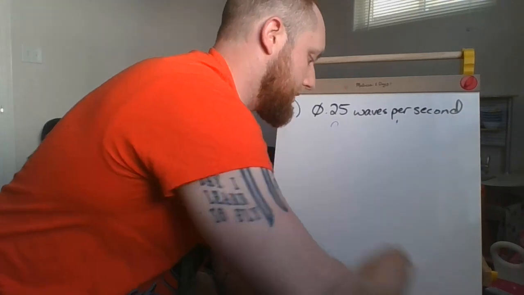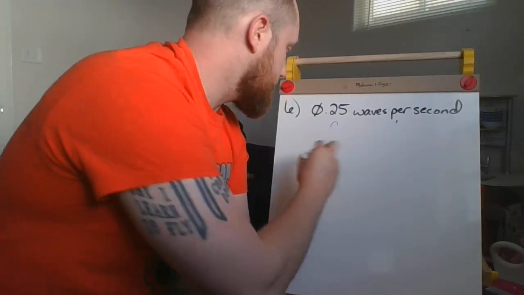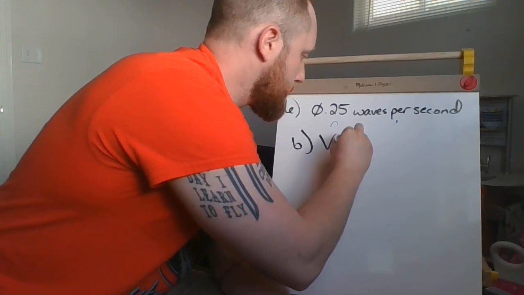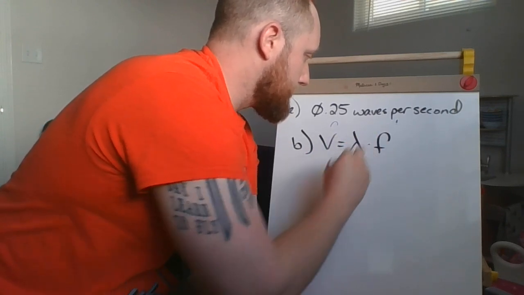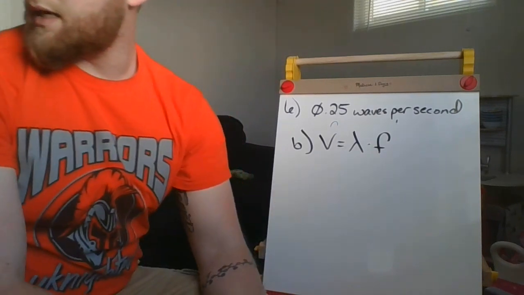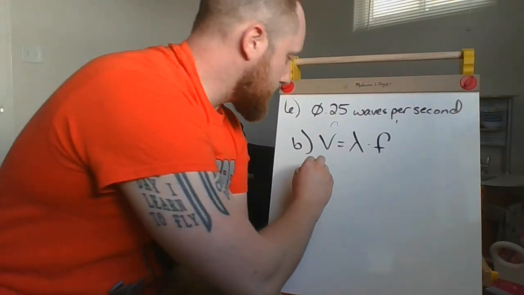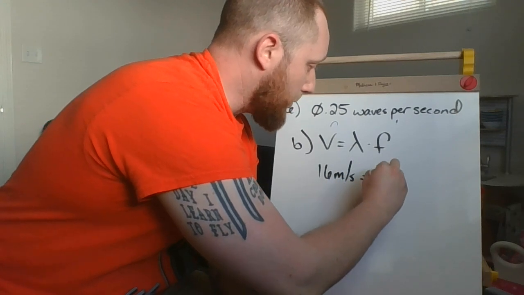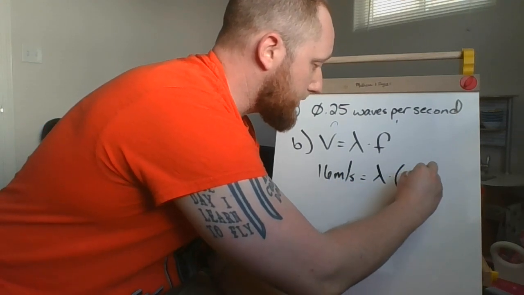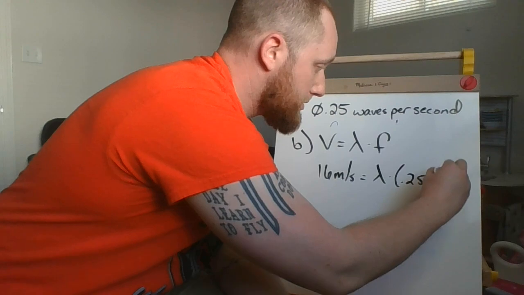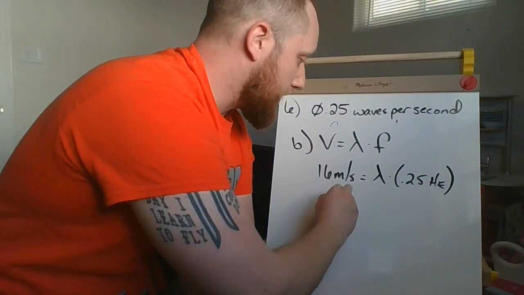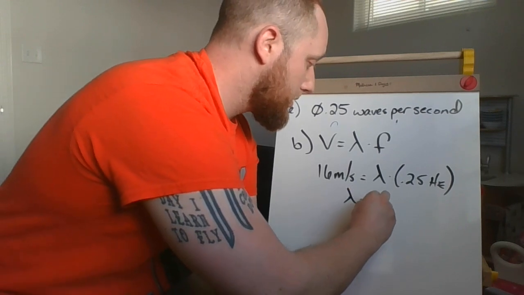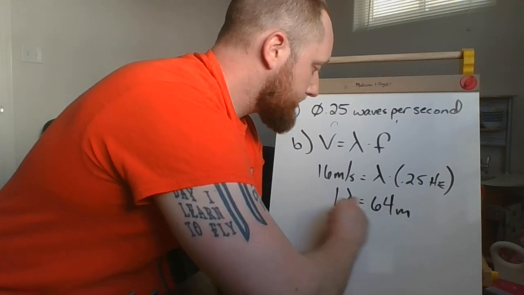And then when I go ahead and actually plug in all the values there for 6B, V is equal to lambda multiplied by F. Our velocity was 16 meters per second. That's equal to wavelength multiplied by 0.25 hertz. Divide both sides by 0.25, you should get yourself a wavelength of 64 meters.